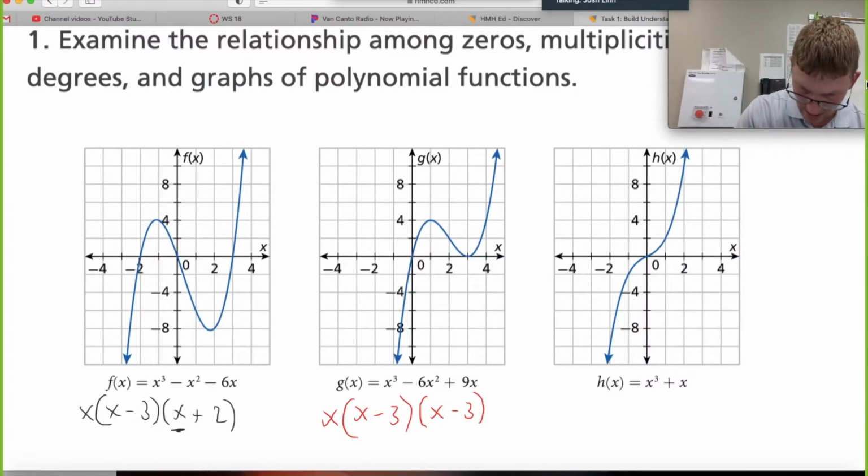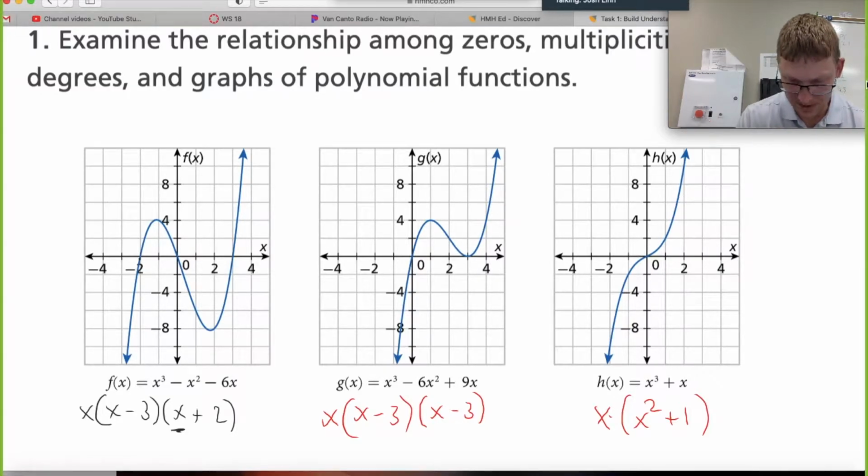And so we see that right there. So for this last one, we just pull an x out, and then we have x squared plus 1. Our middle one has a multiplicity of 2. This one, we've got one real root at the origin, but then we've got another root. If we say x squared plus 1 equals 0, we're going to have x squared equals negative 1. So we do have a root.